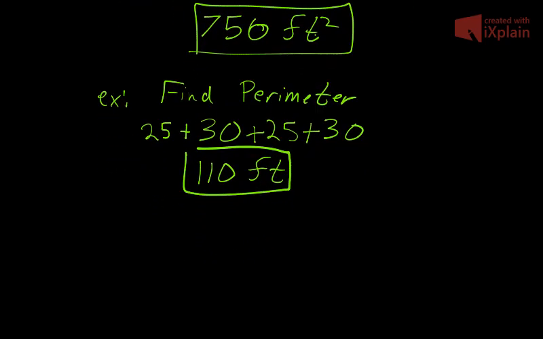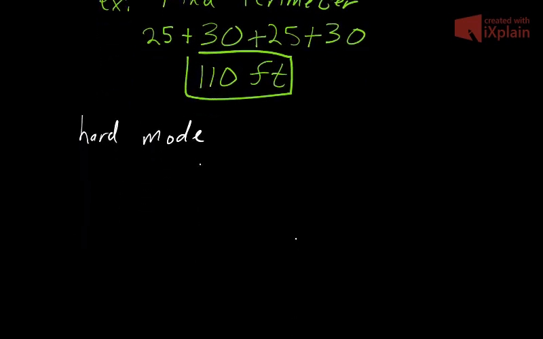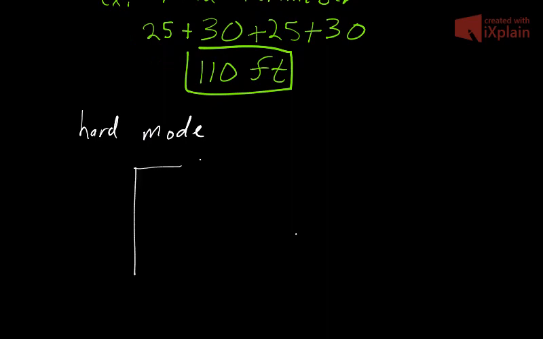So I want to show you guys one more problem, which would be a hard problem. Hard mode. And I want to show you what that would look like. It would be if I had a shape that looks something like that. But I'm just going to fill in numbers here.